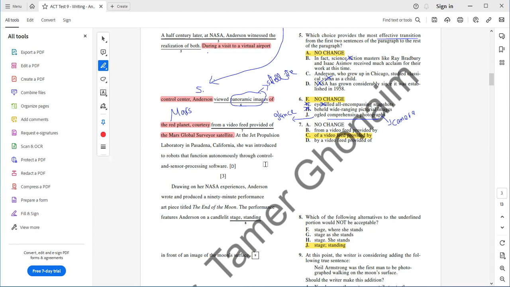From the Mars. Okay, you can read from the red planet from here, okay. Because the one that we answered here. The red planet, courtesy, the Mars Global Surveyor satellite. Okay. The problem now is that I need a preposition, take care. A preposition comes after courtesy.